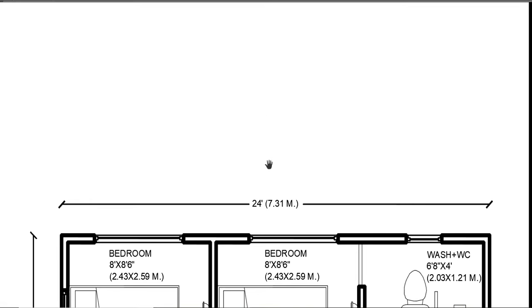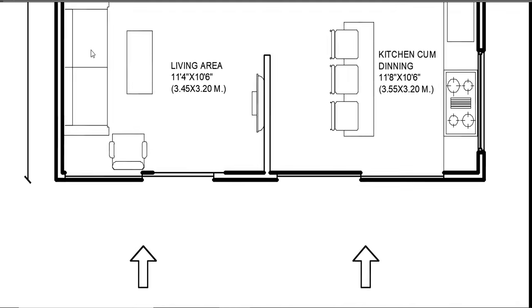There are 3 20-feet shipping containers. The total area I have taken is 24 feet in width, which is 7.31 meters, and 20 feet in length, which is 6 meters. In the front we have two sliding doors here.